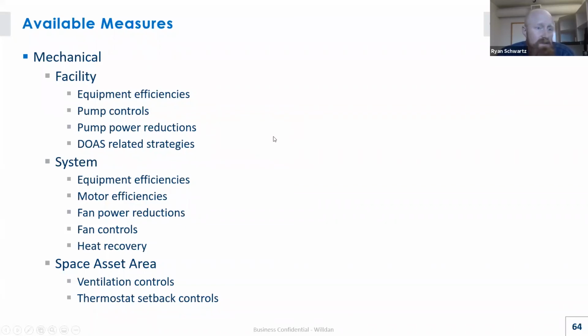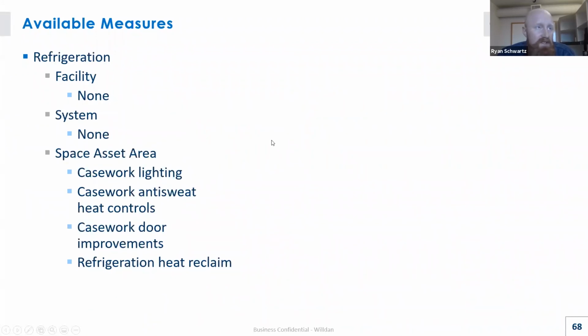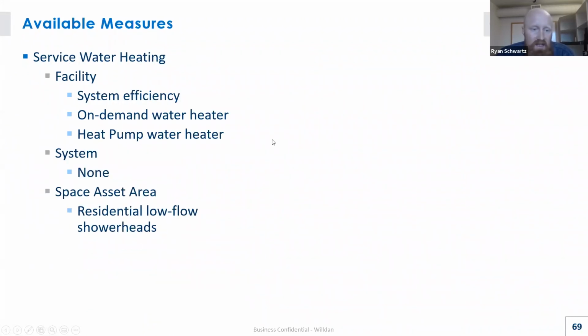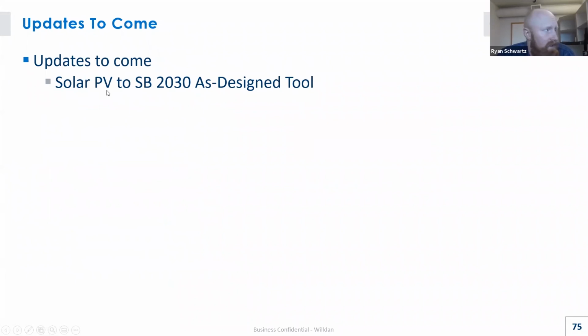The measures, not much has changed there. The measures for each of the various tabs is still consistent with the previous as-designed tool. The ability to select them all in one is really the major benefit of the new user interface. One thing that will be coming is solar PV, since obviously with the energy conservation measures, there still might be some gap. We're looking at adding in a solar PV component that would be available for you to select as well, so that you can capture that in the design value.